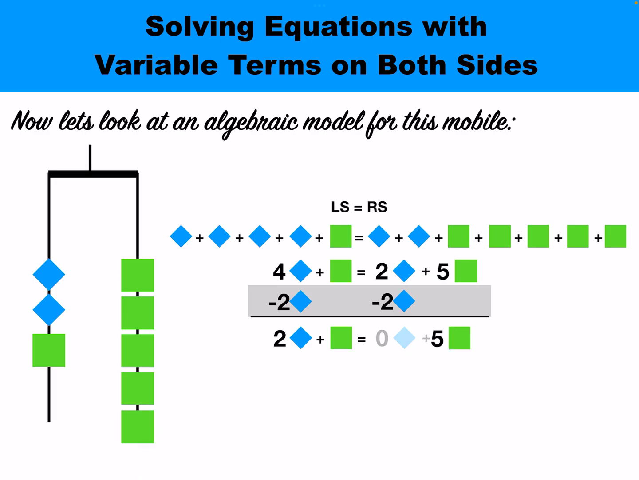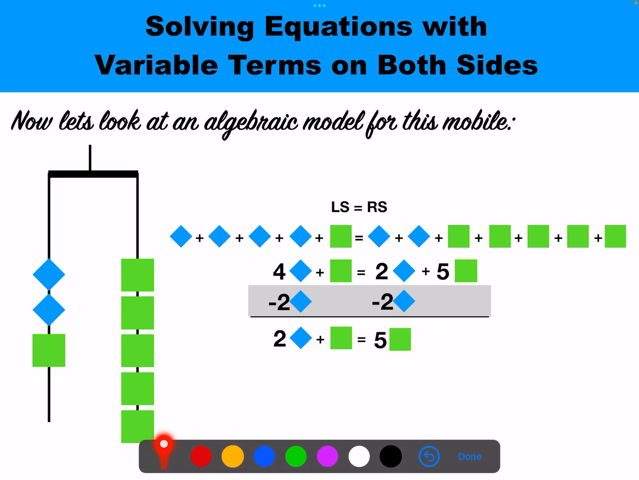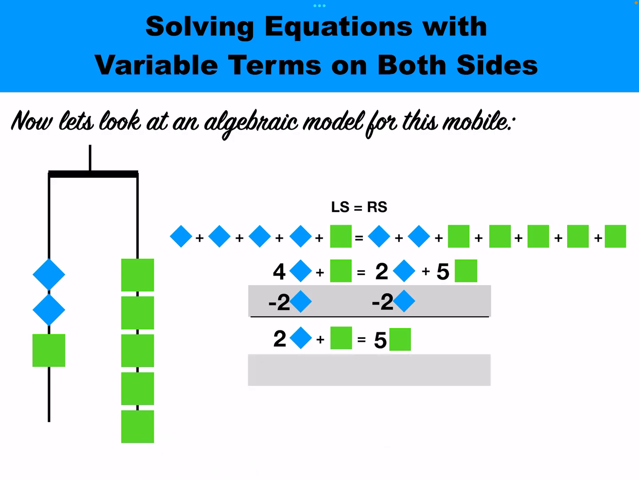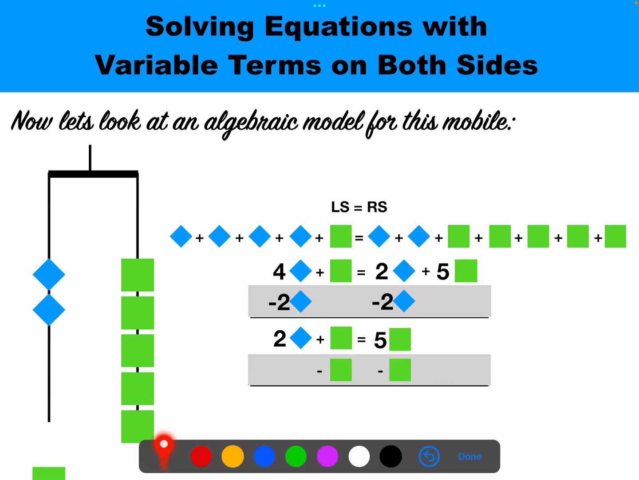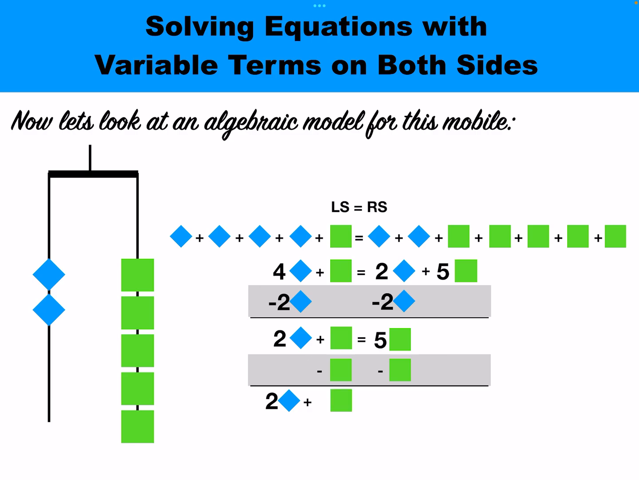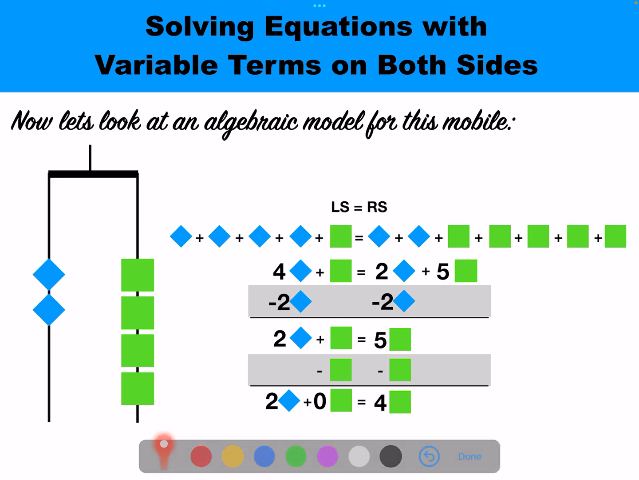I don't really need to write that 0 times something because that's just 0, so clean that up a little bit. And then can we go any further? Yep, everybody said we can get rid of 1 square from both sides. So I show that algebraically by subtracting a square, and then I physically do it in my diagram, and I'm left with 2 diamonds, no squares, and on the other string I'm left with 4 squares.